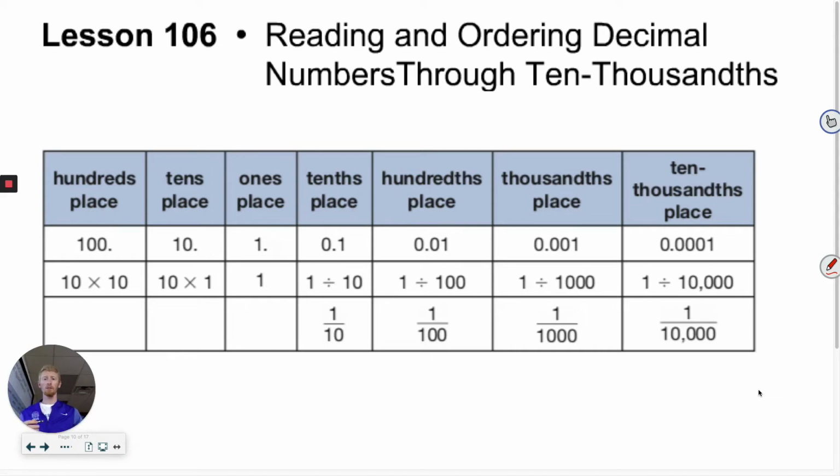Lesson 106, Reading and Ordering Decimal Numbers Through 10 Thousandths.